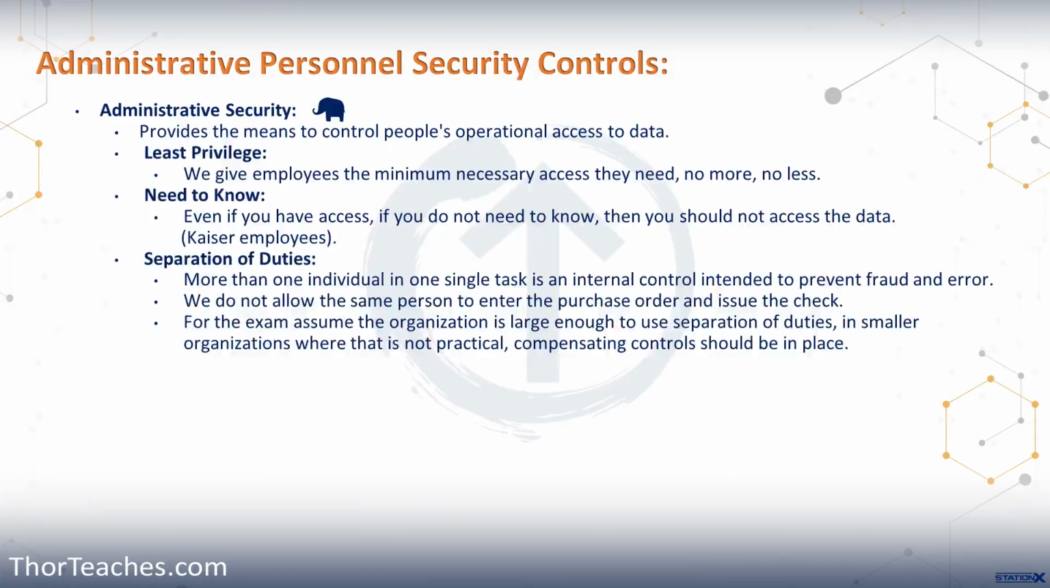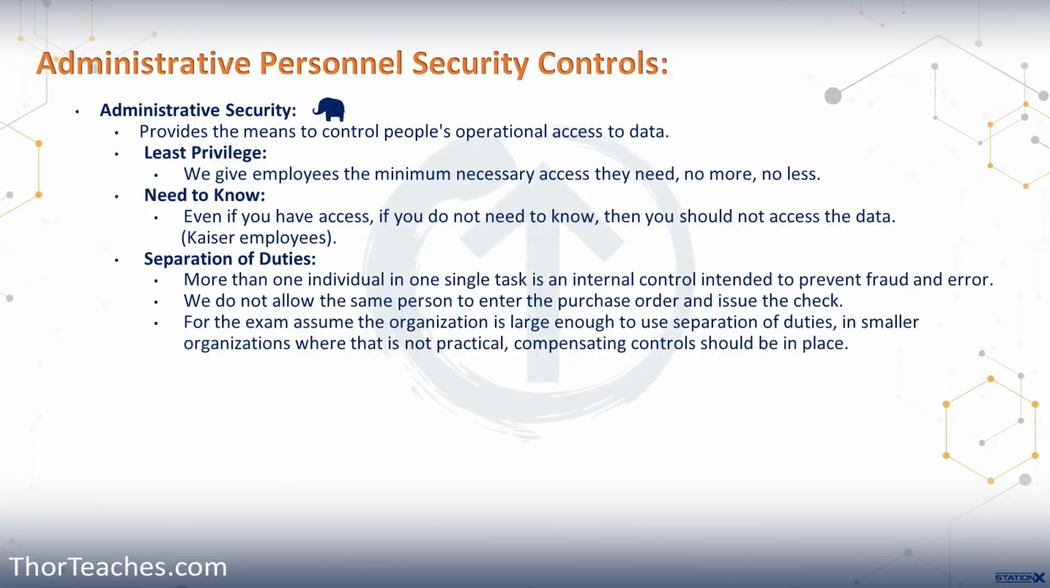Next up, we have separation of duties. And we use separation of duties as an internal control to prevent fraud and errors. Let's say our organization needs to buy something. We don't have the same person enter the purchase order, approve it, and issue the check. If Bob could do all that himself, fraud is much more likely. Now, having separation of duties doesn't mean that fraud won't happen. It just means it's less likely.